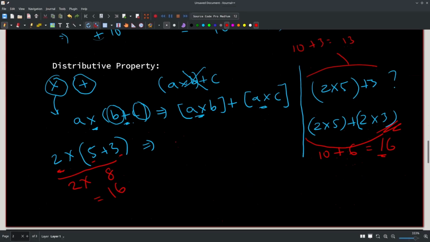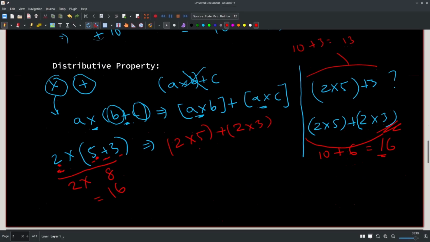So anytime you have a multiplier outside, you do 2 into 5, right? First you multiply 2 with 5, and then you multiply 2 with 3, 2 into 3, and then you add both of them. What is over here? Addition. Hence you'll add. If there is a negative sign or a minus, you're going to minus both of them.